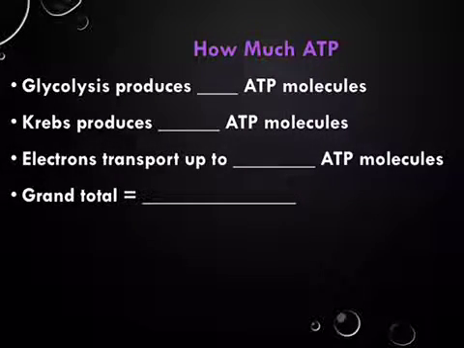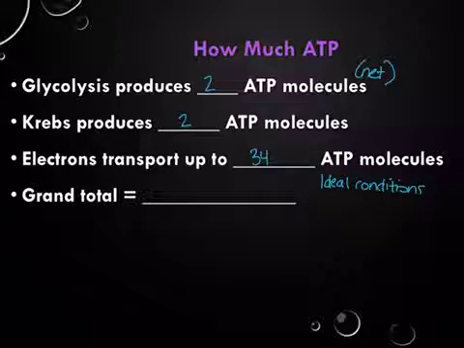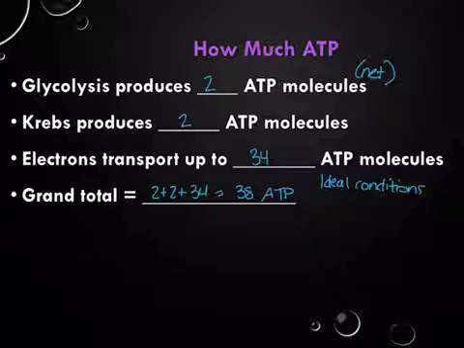So how much ATP do we get? Glycolysis produces 2 ATP. The Krebs cycle will also produce 2 ATP. These are net ATP up here. And the electron transport can create up to 34 ATP in ideal conditions. For a grand total of 2 plus 2 is 4, plus 34. So 2 plus 2 plus 34 equals a grand total of up to 38 ATP.